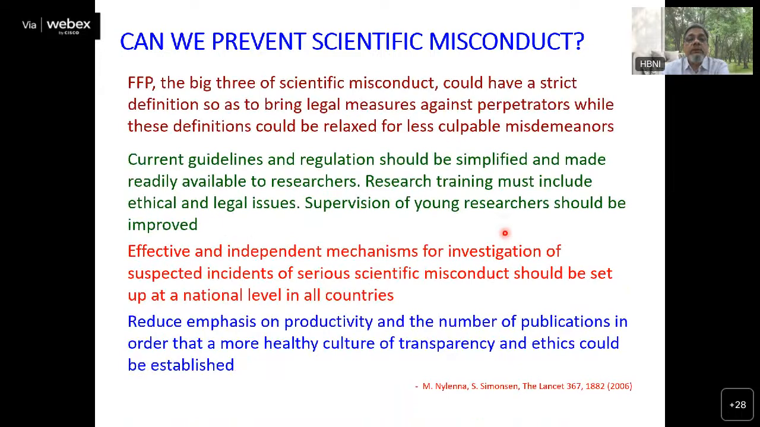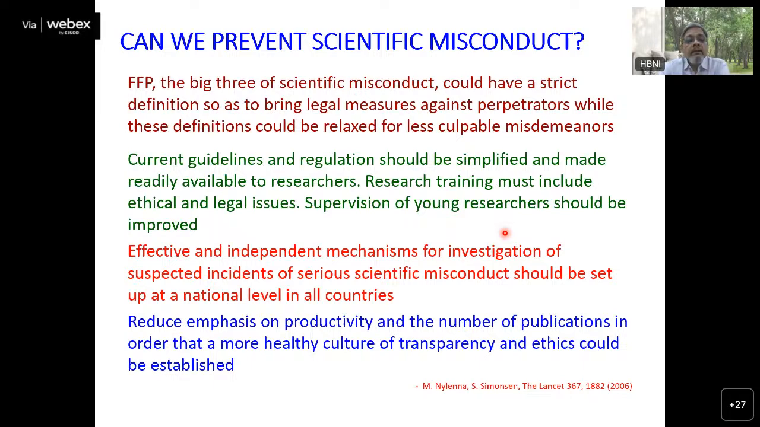Then, of course, I have shown that the big three of scientific misconduct, which are fabrication, falsification, and plagiarization, should have more strict definitions so that legal measures can be taken against the perpetrators of these scientific misconducts. And for people who commit the lesser misdemeanors, like what I just told you, data misrepresentation or selective reporting, there could be some relaxation for that kind of misconduct.